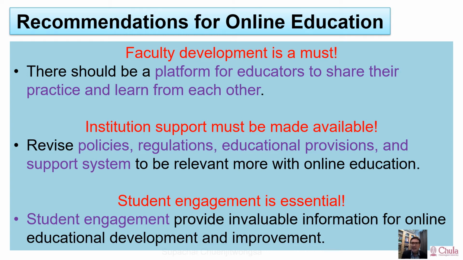So, sufficient or adequate support, and all the policies, regulations, and other systems should be revised or adopted to be more relevant to online education. And finally, you need to listen and talk to students more, because student engagement helps you understand what students think about online education, online teaching, learning, and assessment. Students can give us invaluable feedback to adapt and adjust teaching and learning to help them learn effectively. So three things: faculty development, support, and student engagement are a must.